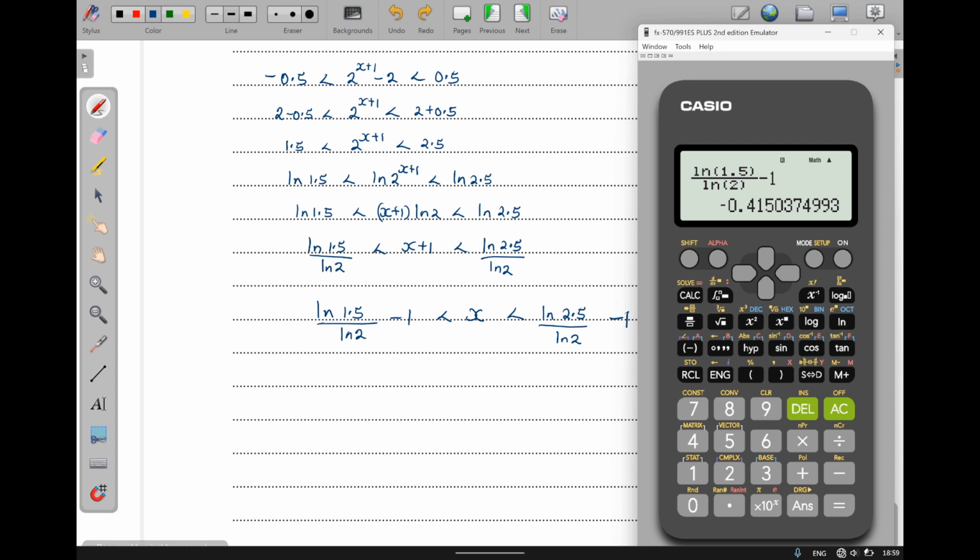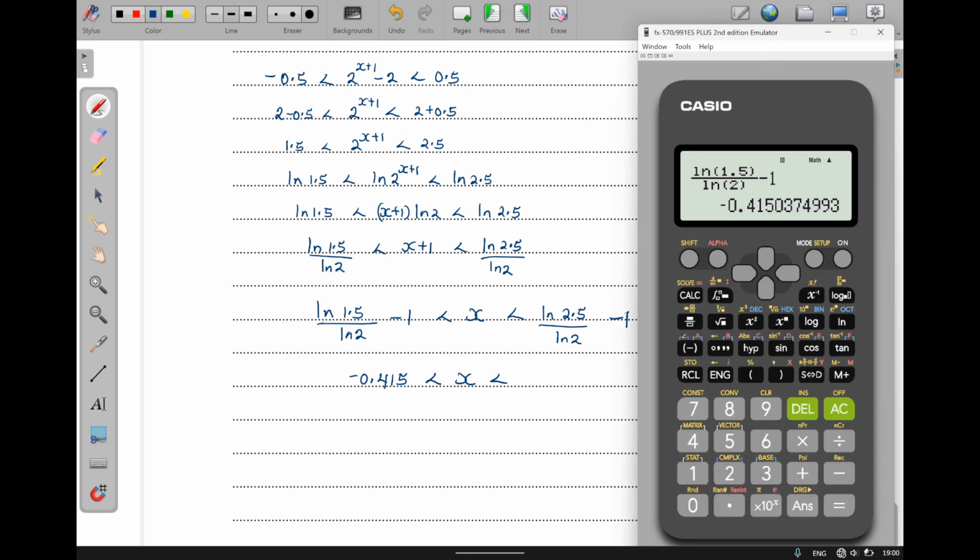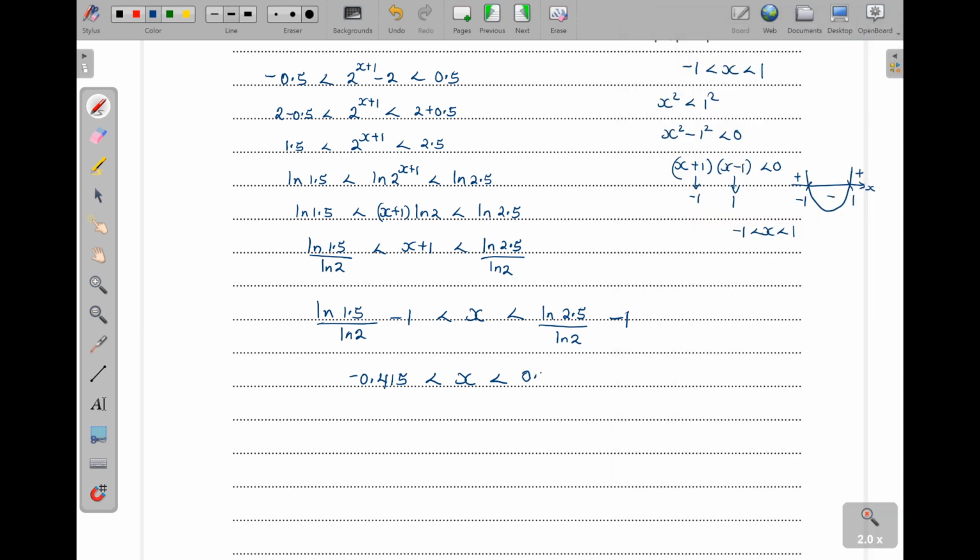-0.415, and they told us to give our answer to 3 significant figures. So I'll write -0.415 less than x. How about this side? I'll just come where there is a 1.5, then I put 2.5. So we get 0.322 to three significant figures, 0.322. And this is going to be our answer.